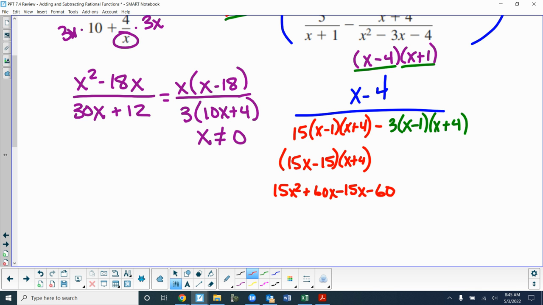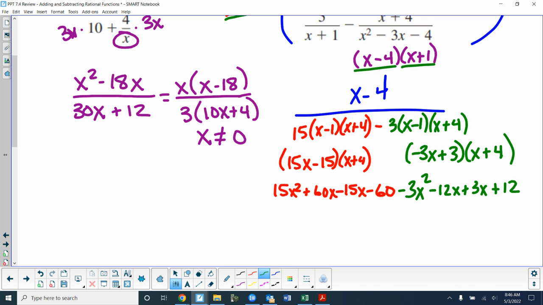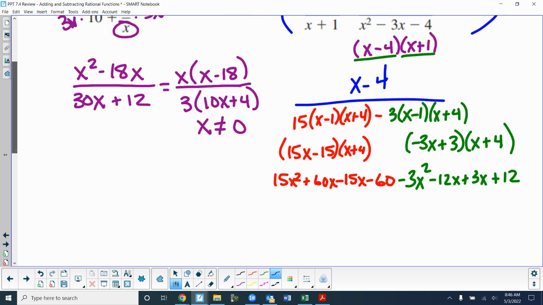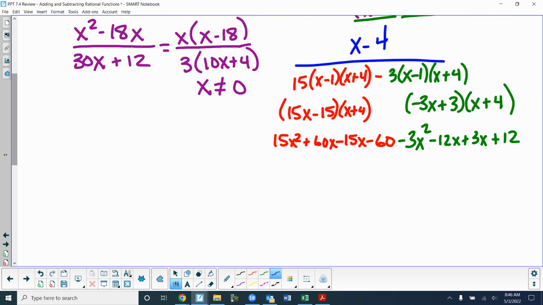I'm going to take this negative with me, with this 3, when I distribute that. So negative 3 times x would be negative 3x. And negative 3 times negative 1 would be positive 3. And I'm going to FOIL that. So I get negative 3x squared, negative 12x, positive 3x, and a positive 12. All right? So I'm going to combine all those like terms. So my numerator is still x minus 4. My denominator is 15x squared minus 3x squared. That's 12x squared. So those are done.